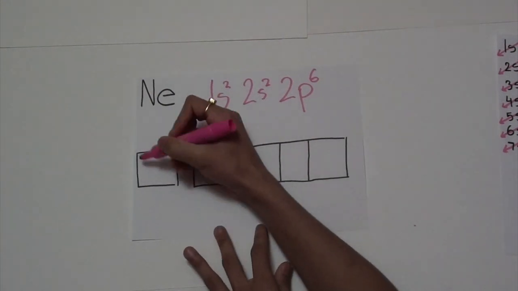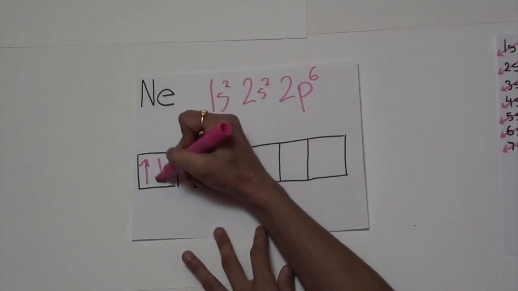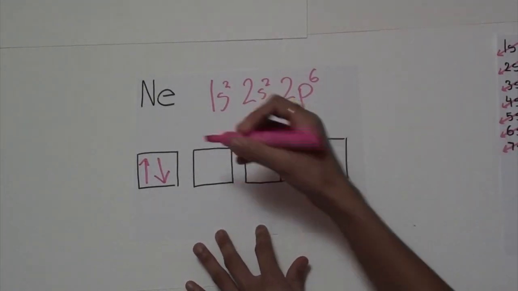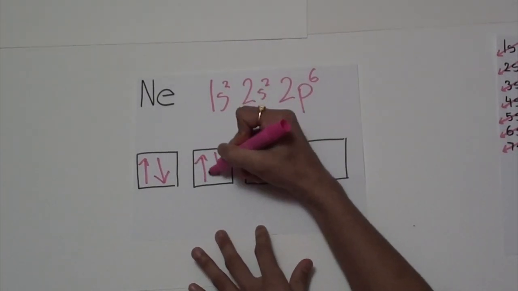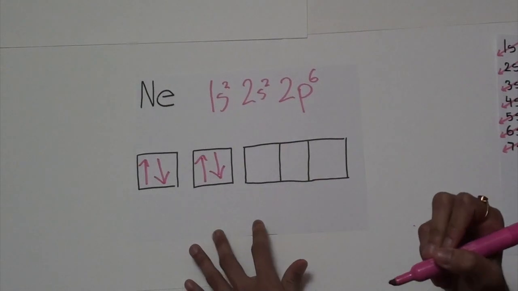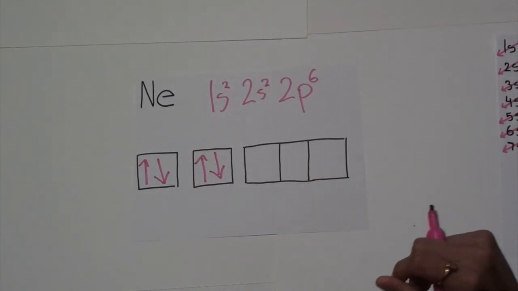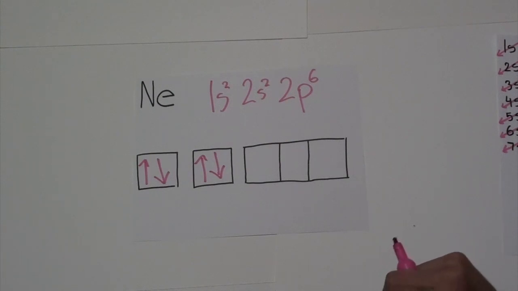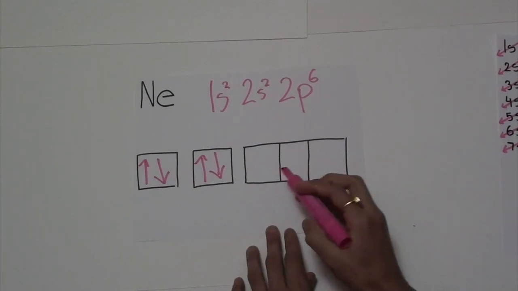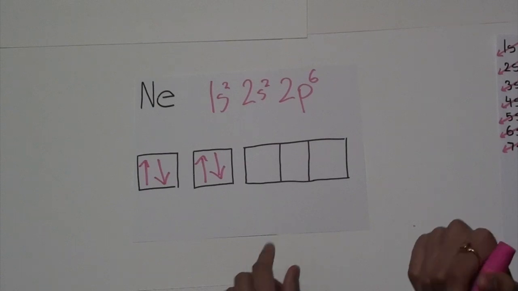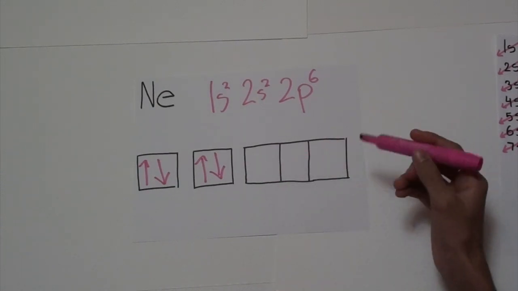So you start off with the same process. One arrow up, one arrow down. Now you have 2 electrons. One arrow up, one arrow down. 4 electrons. Now, when you're filling your p orbital out, you must follow the Hund's rule I stated, which basically states that you must fill each orbital up with 1 electron before you fill it up with a second electron.